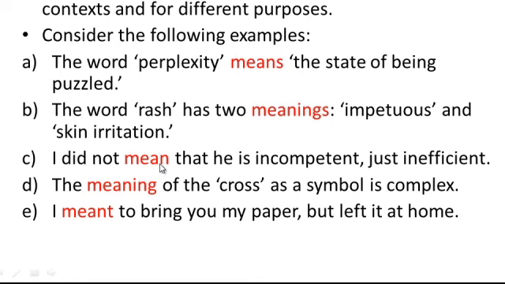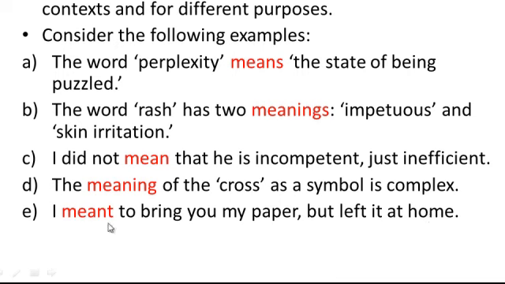Firstly with the word mean, when we are explaining things to our friends and so on, sometimes we end up saying or telling our friends that I did not mean this, but I meant that. Like we see in C, you can say I did not mean that he is incompetent, he's just inefficient. Or the meaning of the cross as a symbol is complex. And then I meant to bring you my paper but left it at home.